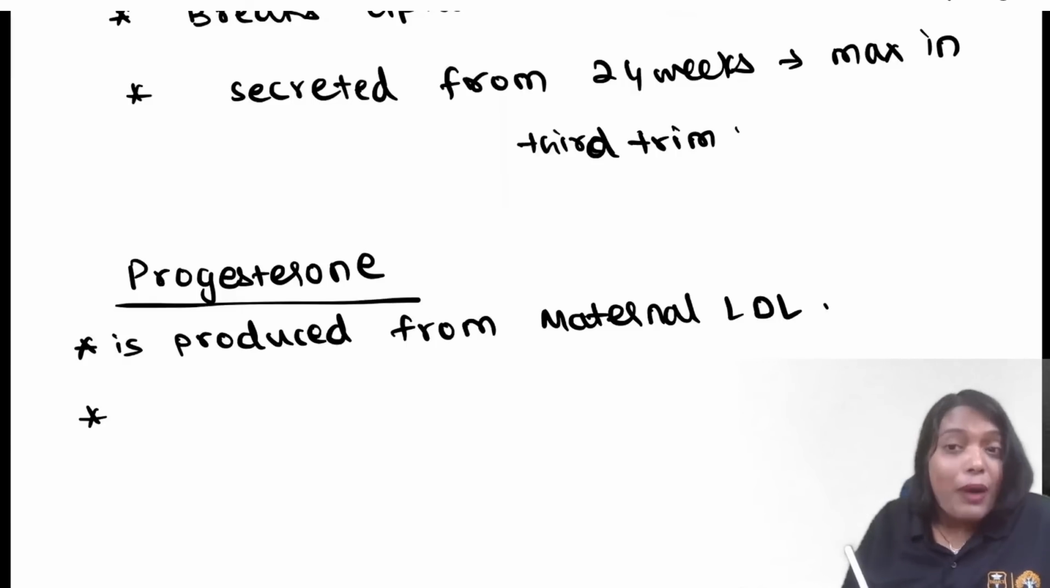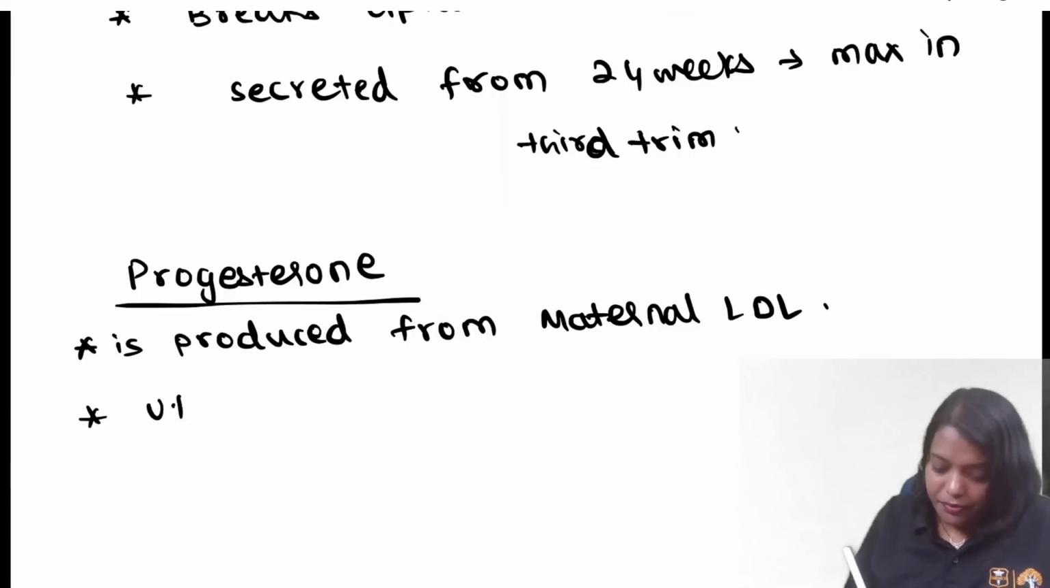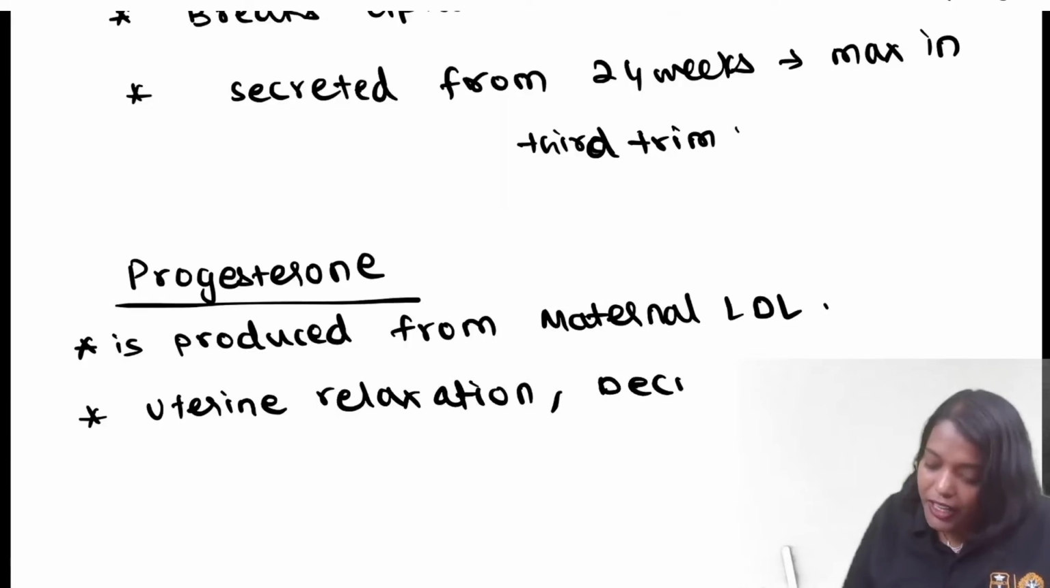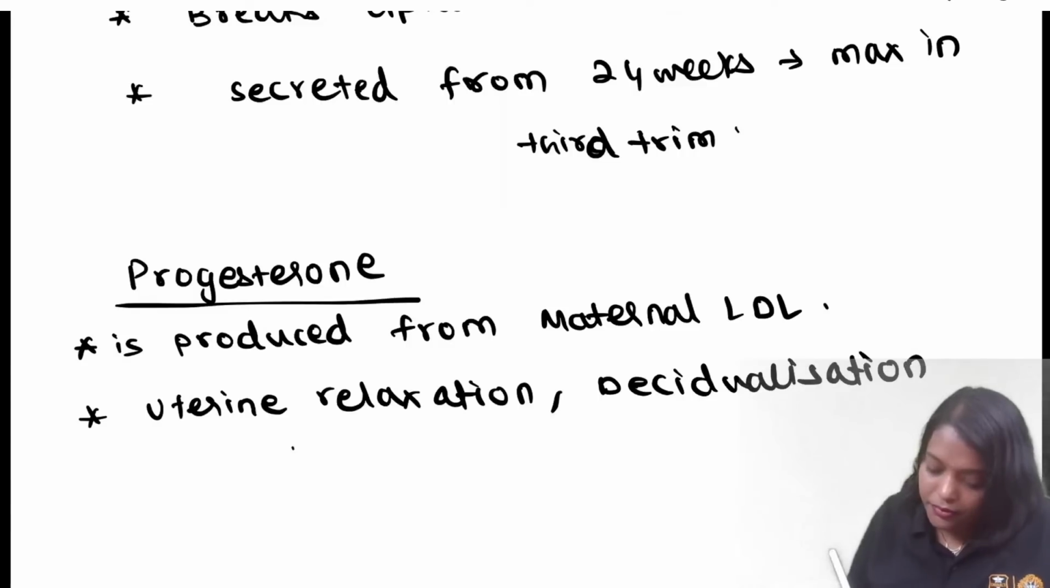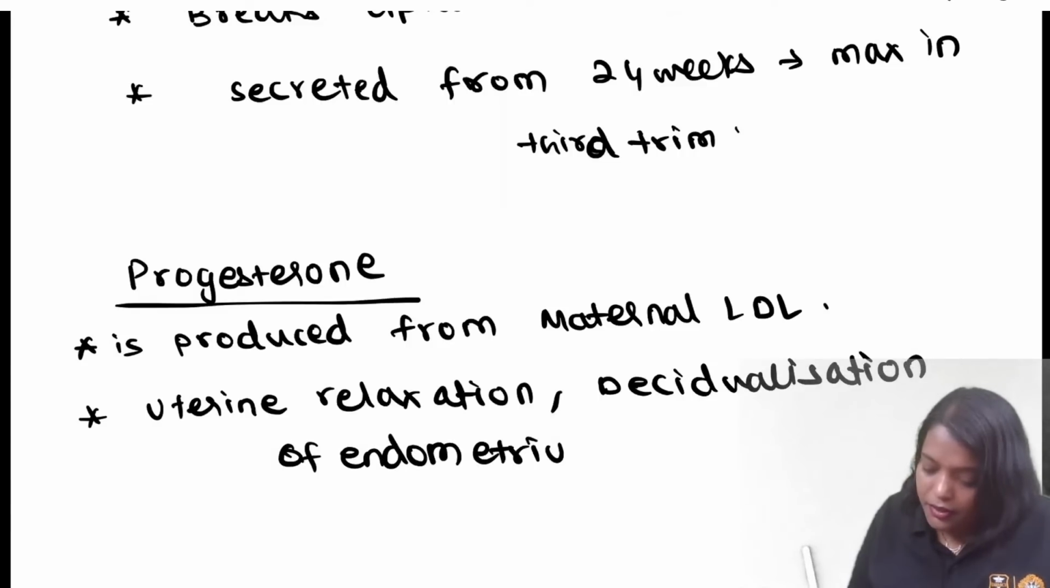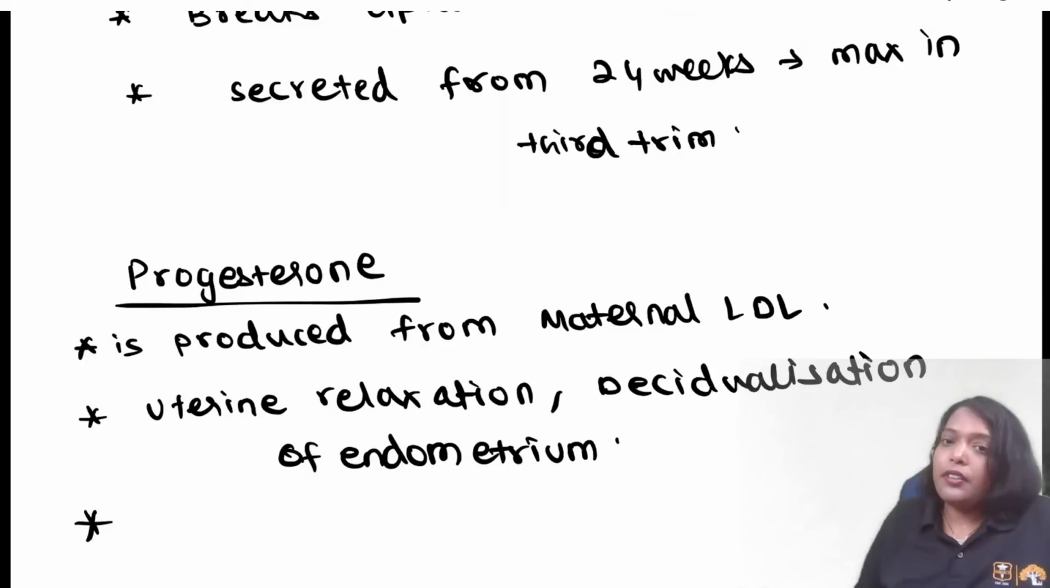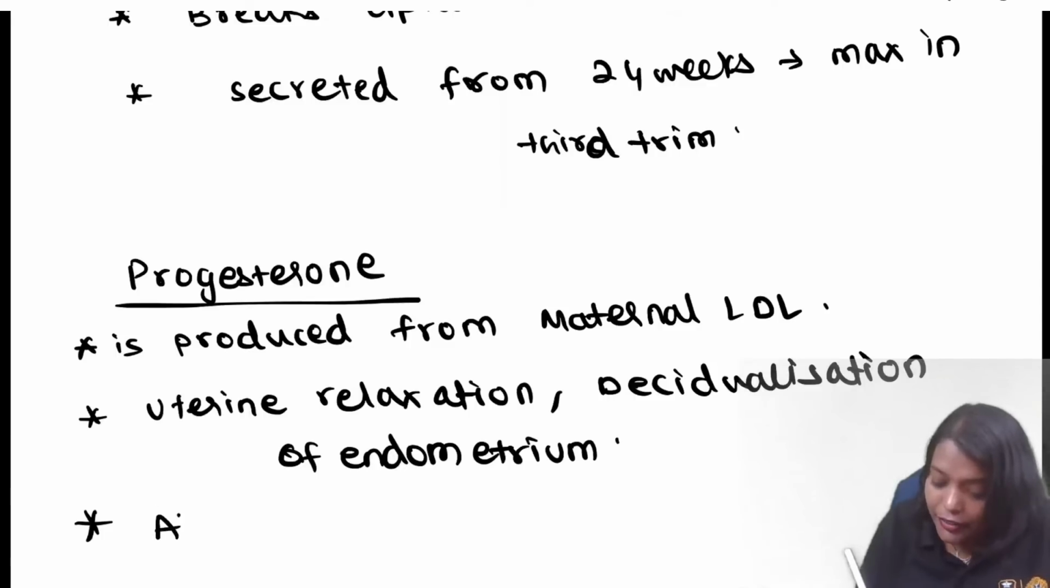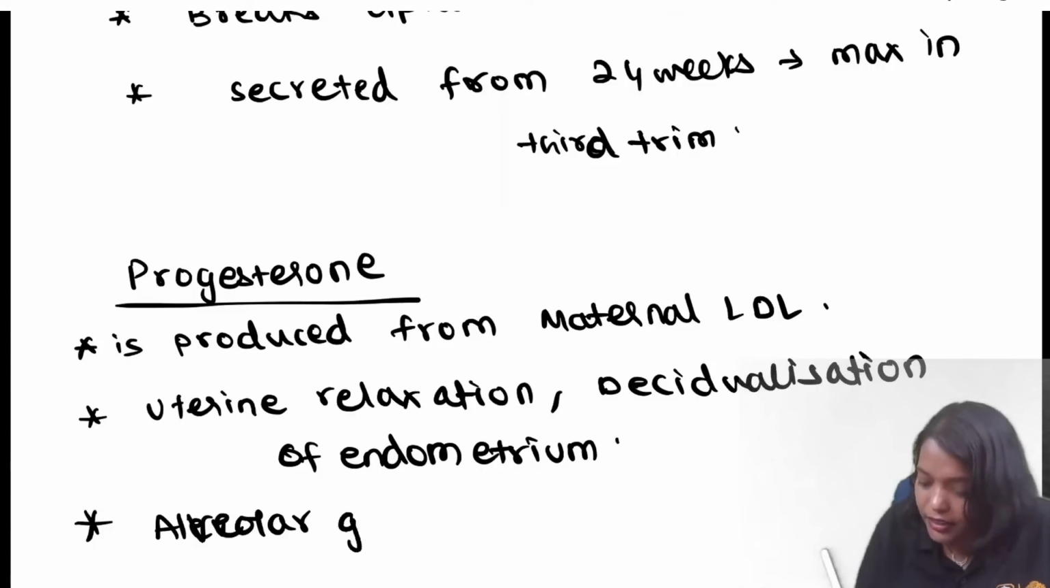Why? Because it is the one which is going to cause uterine relaxation. So it causes uterine relaxation. It causes decidualization of the endometrium. Right? It helps in the alveolar growth of the breast.